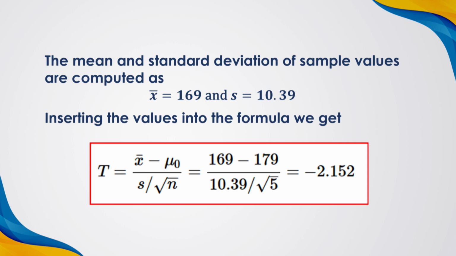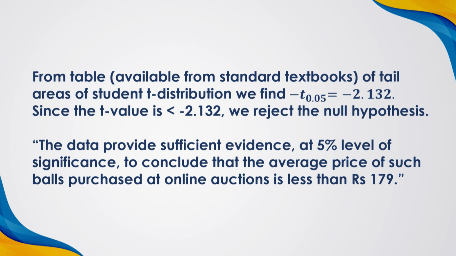The mean and standard deviation of the sample values are computed as x bar equal to 169 and s equal to 10.39. Inserting the values into the formula, we get minus 2.152. From the table of tail areas of Student's t distribution available in standard textbooks, we find minus t_0.05 equal to minus 2.132. Since the t value is less than minus 2.132, we reject the null hypothesis. Now, we will conclude according to the given problem. The data provides sufficient evidence at 5% level of significance to conclude that the average price of such balls purchased at online auctions is less than rupees 179.